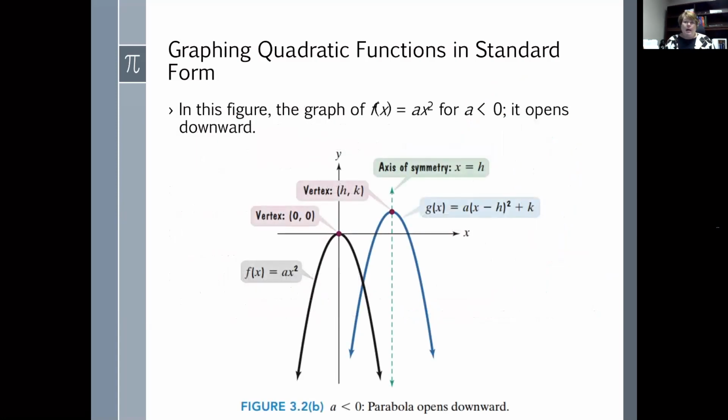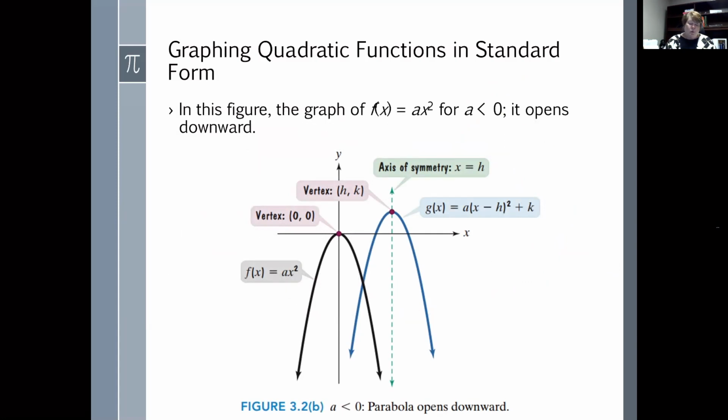This is the same idea. We're just looking at it now for a parabola that opens downward. So in this case, if we have the standard function f of x equals ax squared, then a is a negative number, which causes the parabola to open down.